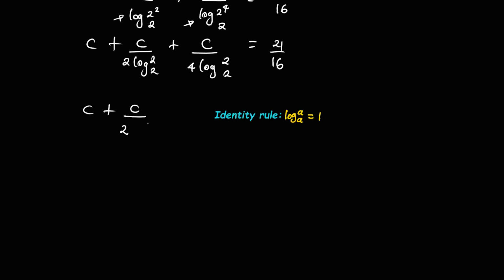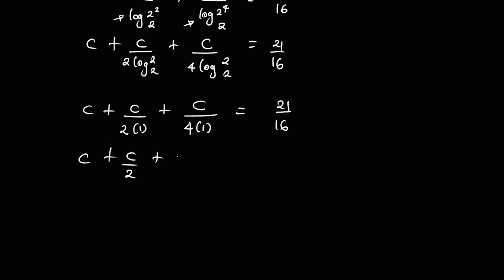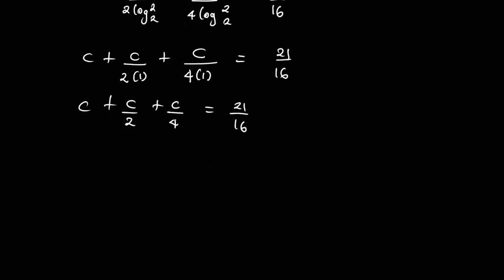From the identity rule, log of 2 base 2 equals 1, so we'll have 1 here, plus c divided by 4. The same applies to this. This will equal 21 over 16. So we'll have c plus c divided by 2 plus c divided by 4, and this should equal 21 over 16. Let's multiply 16 on either side.